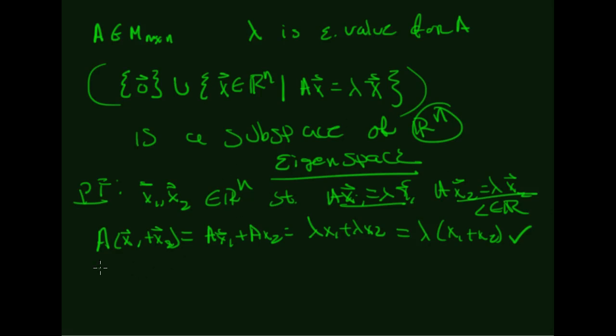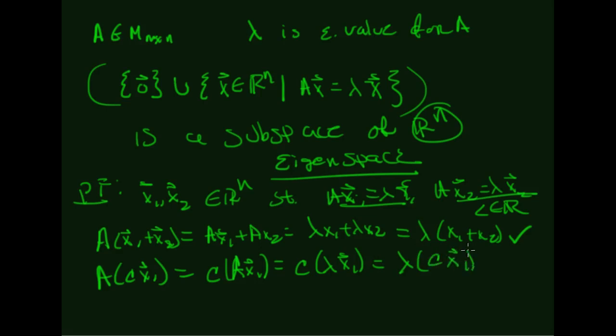Now, if I also have to prove closed under scalar multiplication, A times C times x1 is the same as C times Ax1, which is C times lambda x1, which by the associative property is lambda times Cx1, which means I'm also closed under scalar multiplication, which means I have a subspace. So eigenspaces are subspaces of Rn.